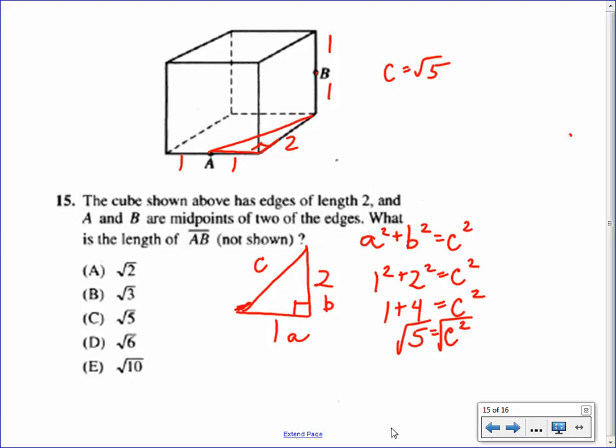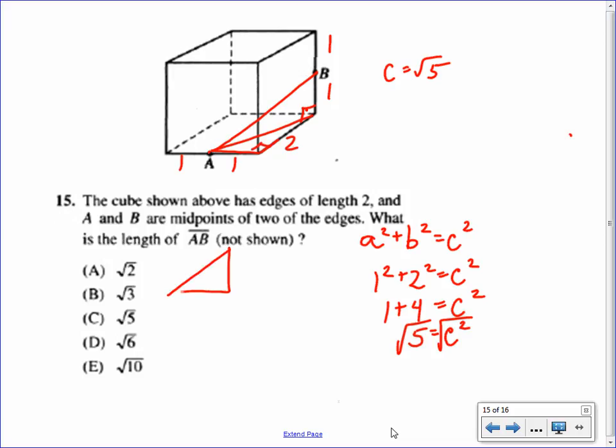And then we'll use that to figure out another triangle. Okay, so now we want AB, which is also a right triangle. And now we know that that leg there has a value of root 5. And now we'll just enter these legs into the Pythagorean theorem to figure out the value of AB.